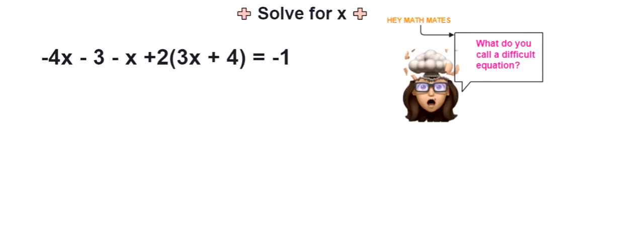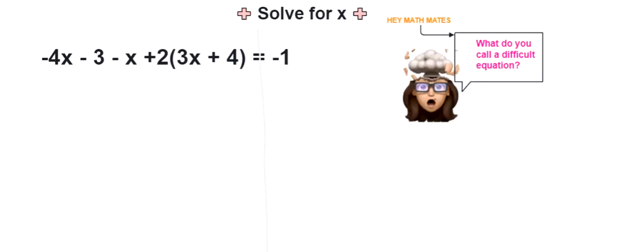All right, let's get started here. It says solve for x. -4 times x minus 3 minus 1x plus 2 times the quantity 3 times x plus 4 equals -1. The first thing I like to do, you don't have to do it, is put a line through the equal sign to separate the two sides. So there's my line.